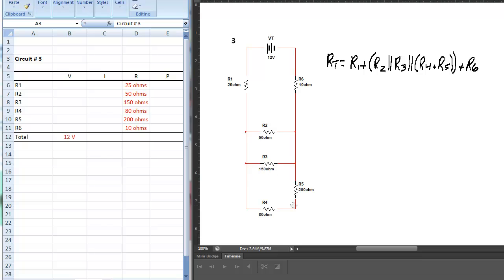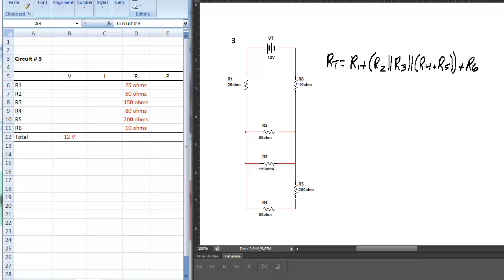And then as you come around, it's in series with R6, so that's where you get the plus R6. Now some of you may write RT equals R1 plus R6 plus, and then this part here, so this R6 would be added in over here. There again, mathematically it makes no difference. You're just doing this plus whatever this works out to.